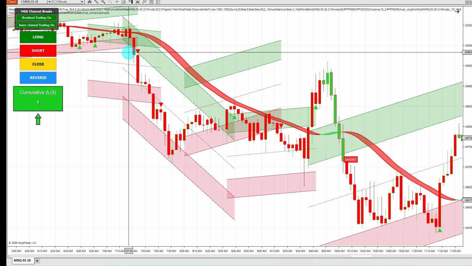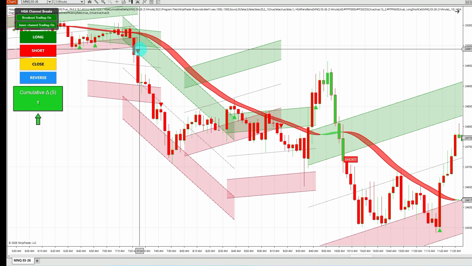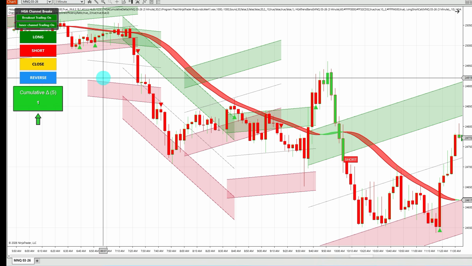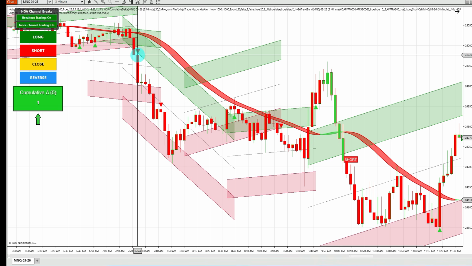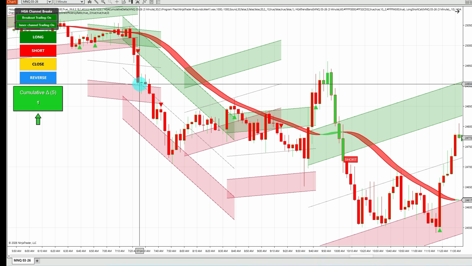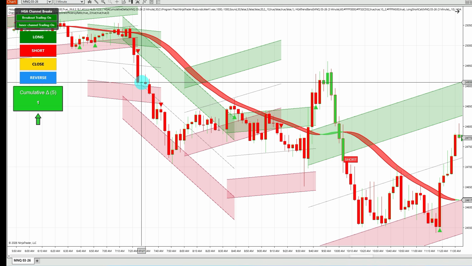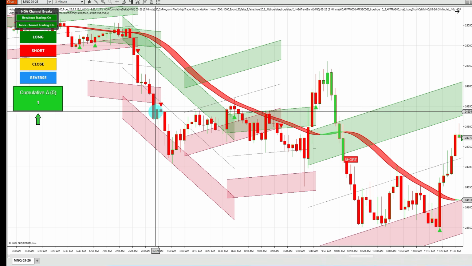You can see right here we got a print. This came up as an alert. It's a little pop-up alert that comes up. You can also make it into a sound. But this had broken out of the bottom of this channel, and I let it print the full candle, and I would have taken a short on this next one, which I did yesterday morning. Got a really nice trade. It popped all the way down here.